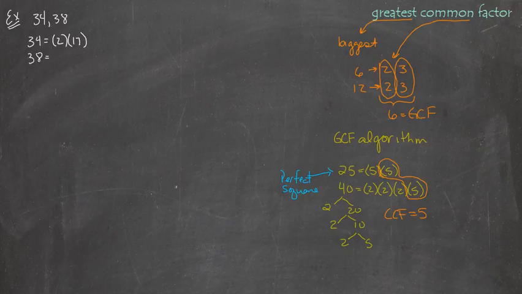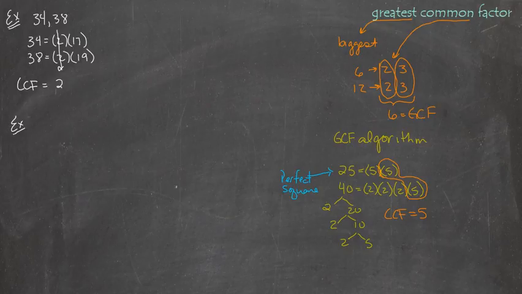All right, 38 divides by 2. If I divide 38 by 2, I'm left with 19. 19 is prime, so I write it down. Now all I have to do is identify, and I showed you with the little loop, but I actually just like to do it with lines. 2 is the only common factor, so I can say that 2 is the GCF of 34 and 38.